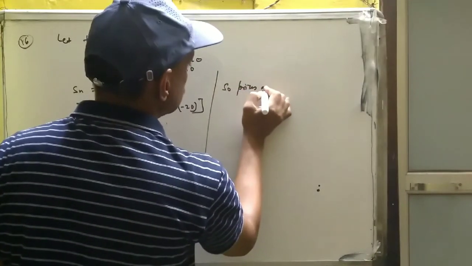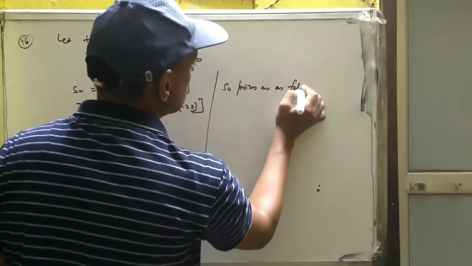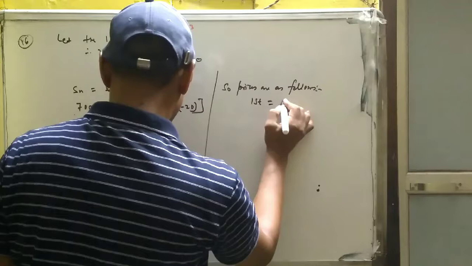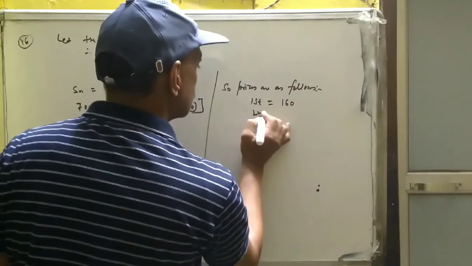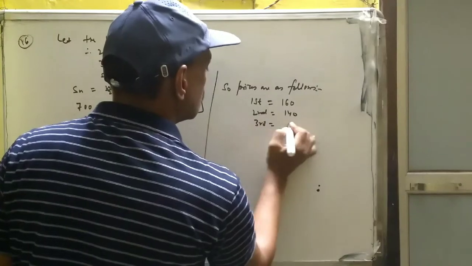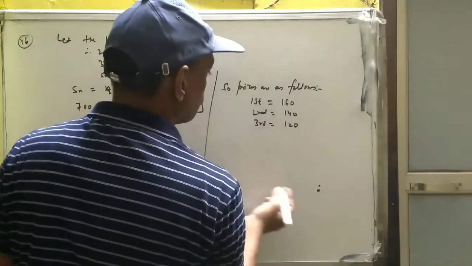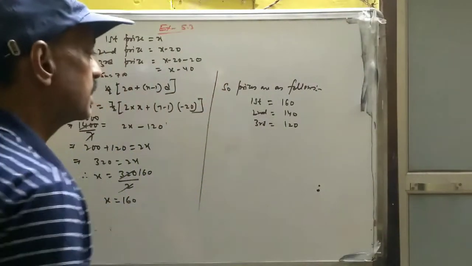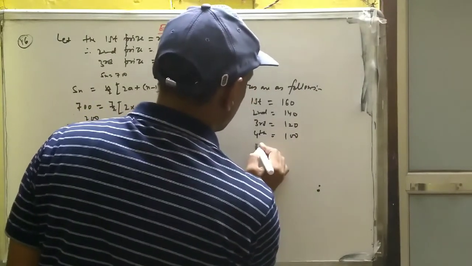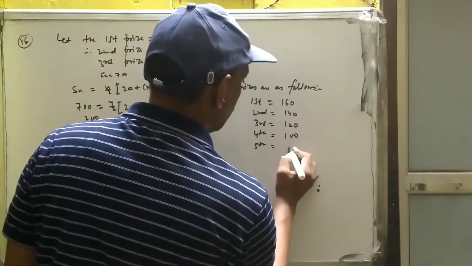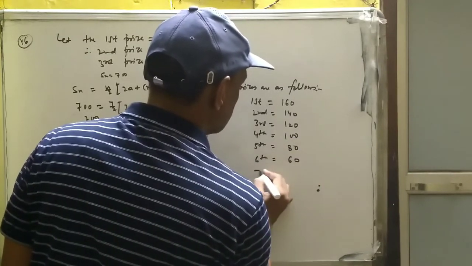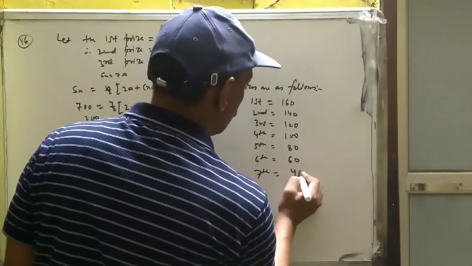Prizes are as follows. First prize equal to 160, second 140, third 120, ऐसे करके आप माइनस करते जाओ. Fourth 100, fifth 100 minus 20 is 80, sixth 60, seventh 40.